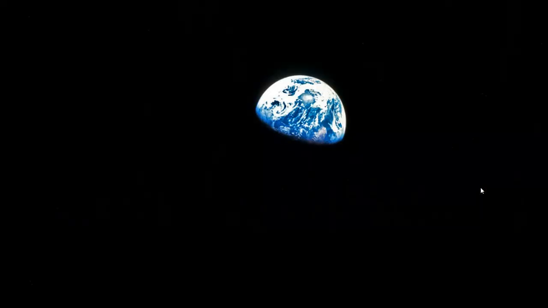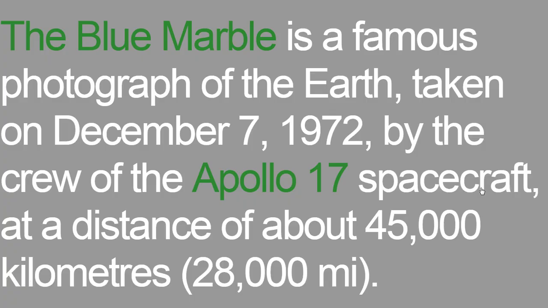The term remote sensing: this image is from one of the Apollo missions to the moon, and here one of the astronauts is taking a photograph of the Earth. This is an example of a remote sensed image, and I'll describe remote sensing in just a second. This is the Apollo 17 mission in 1972, and a photograph was taken about 45,000 kilometers from the Earth.